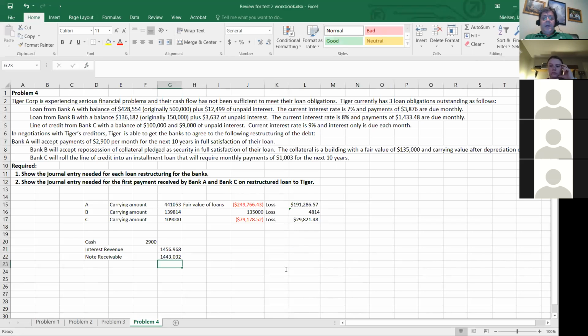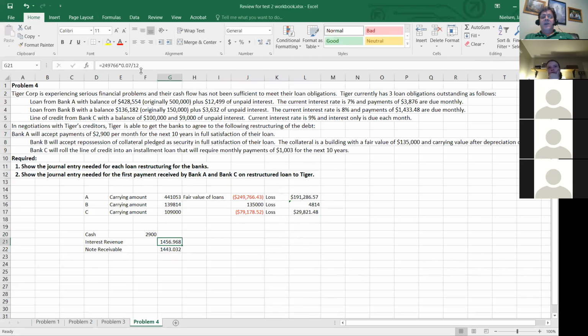All right, Leah says, what was the calculation for interest revenue, note receivable? Okay, interest revenue, see the formula up in the, you take the new balance, and that's why I want you to emphasize not what the carrying amount was before the impairment, but the amount after the impairment times the original interest rate, and then divide it by 12 because we're doing monthly payments.